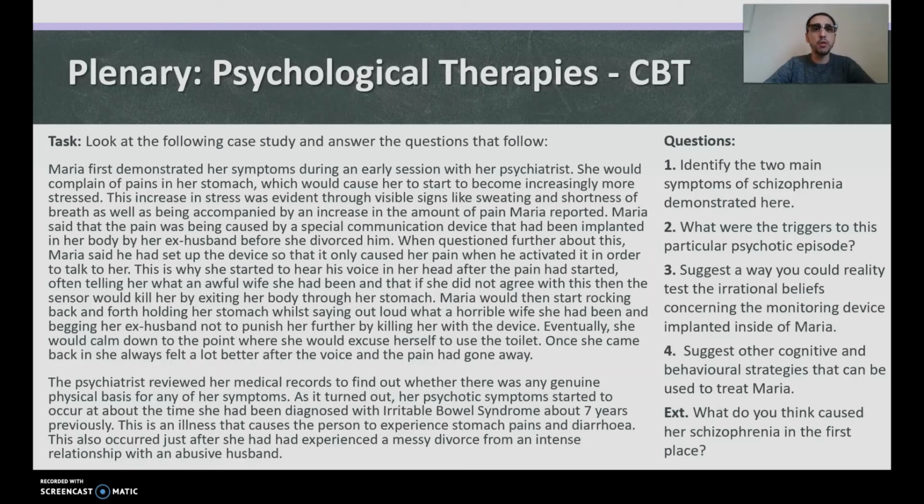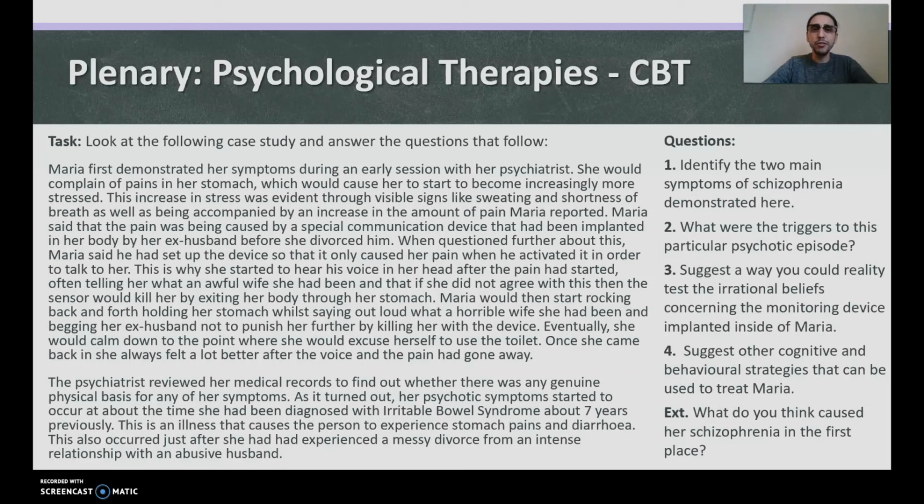Maria would then start rocking back and forth, holding her stomach, saying out loud what a horrible wife she had been, and begging her ex-husband not to punish her further by killing her with the device. Eventually, she would calm down to the point where she would excuse herself to use the toilet. Once she came back in, she always felt a lot better after the voice and the pain had gone away.